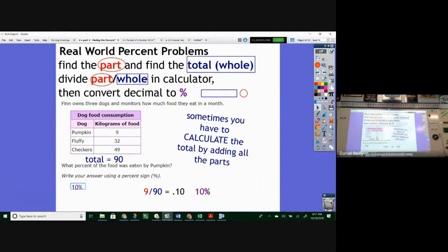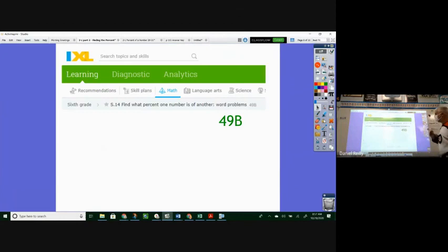10% of the food was eaten by Pumpkin. Kind of weird to say. Okay. All right. So finding the percent when you're given the part and the whole. That's what IXL 49B is.